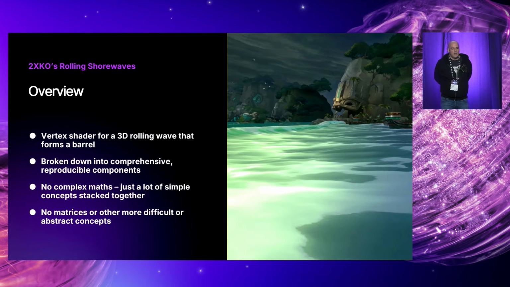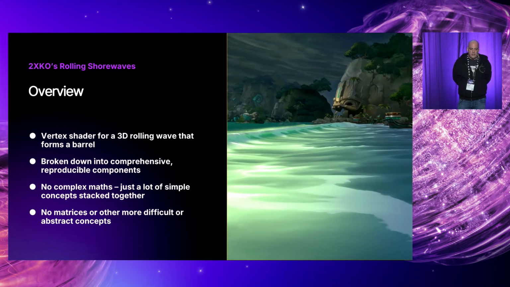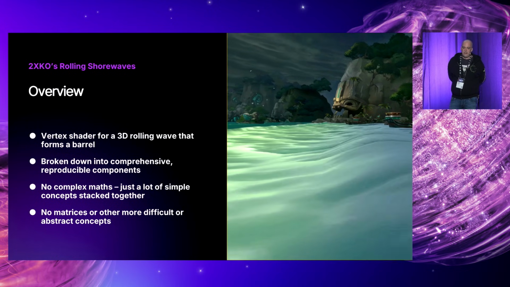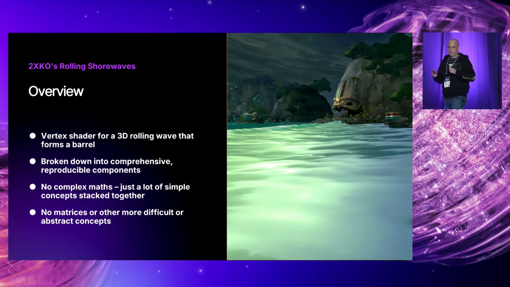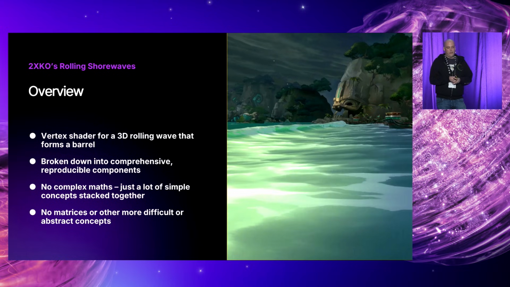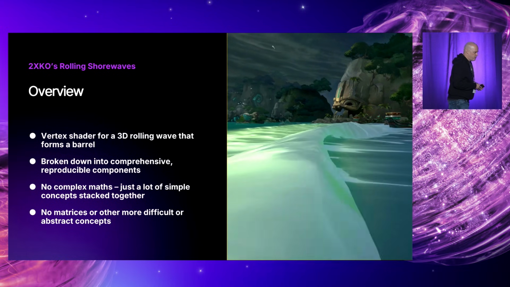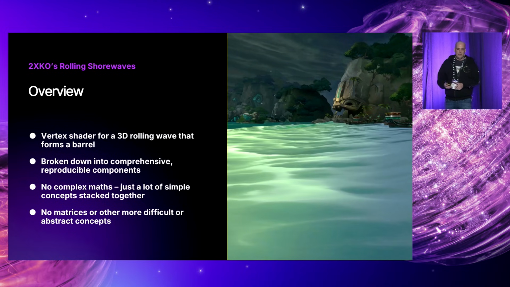And for today, we're going to be looking into this specific Vertex shader, the rolling waves of Scuttler's Strand stage in 2XKO. While the whole shader is a little bit too big to go over entirely, I tried to break it down into easy to reproduce components that, when combined, should get you on your way to reproducing this effect at home. So that's one of the major takeaways that I hope for today.